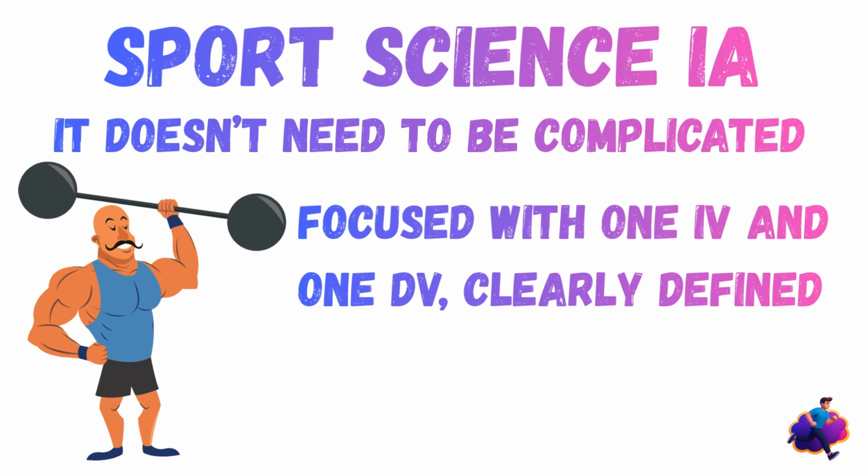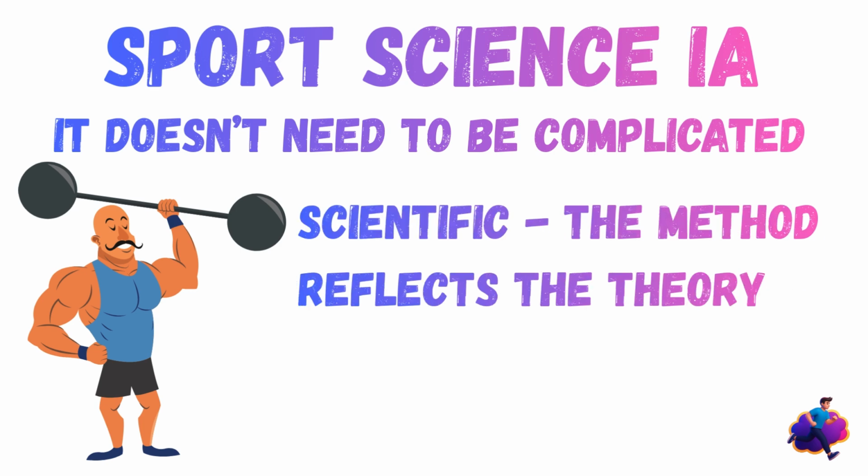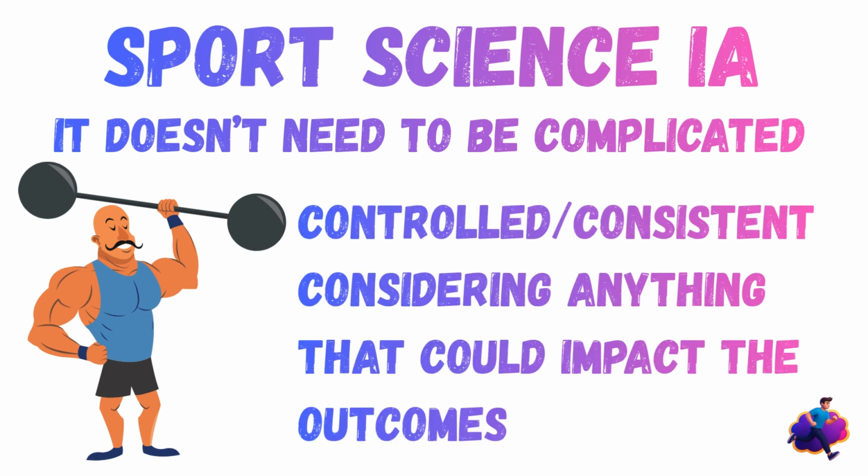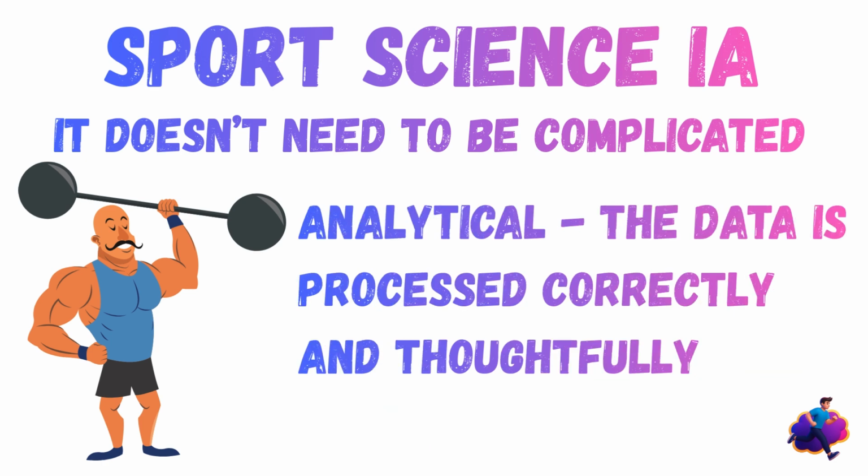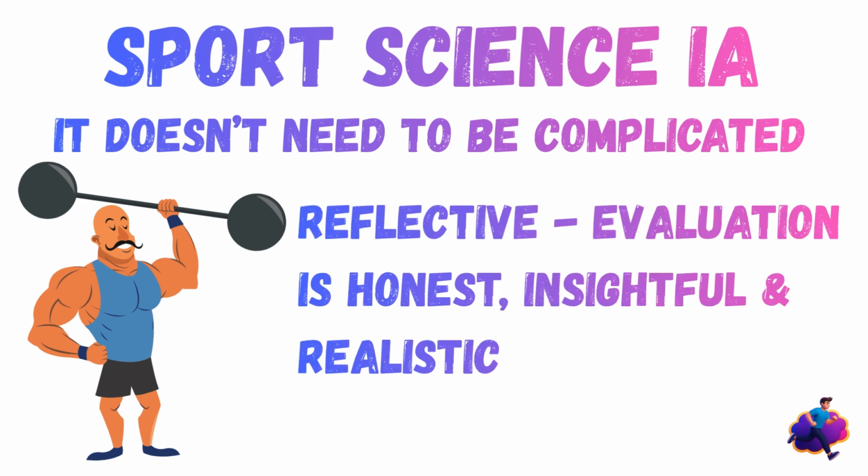A strong IA is focused, with one independent variable, one dependent variable clearly defined. It's scientific in that the method reflects the theory. It's controlled. It's considered environmental conditions, subject characteristics, and testing procedures that are kept consistent throughout. It's analytical in that the data is processed correctly and interpreted thoughtfully. And it's reflective in that the evaluation is honest, insightful, and realistic.